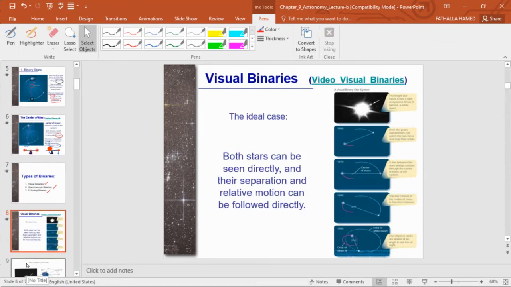So what are visual binaries? Visual binaries, the idea is you can basically see the system that you look at as two separate stars. And in this case that we are basically looking at here, we have a case where you can see a small star and a bigger one.